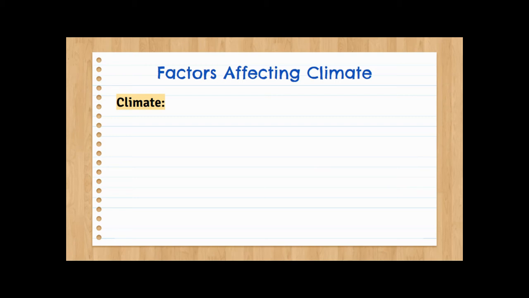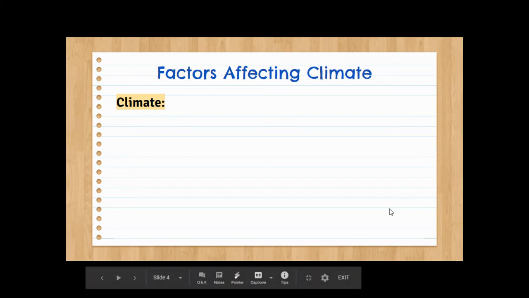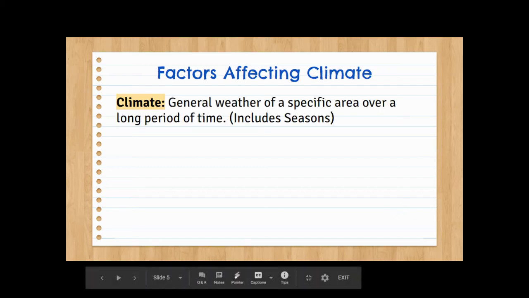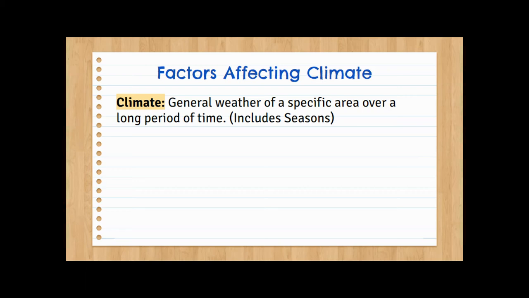The first term I'd like you to write down on your note page is climate. If you have your highlighter, go ahead and highlight that term as well as you write it down. And then you can highlight all of the vocab terms that we use today. So go ahead and define climate as the general weather of a specific area over a long period of time. This includes seasons. Pause the video now to write down this definition of climate.